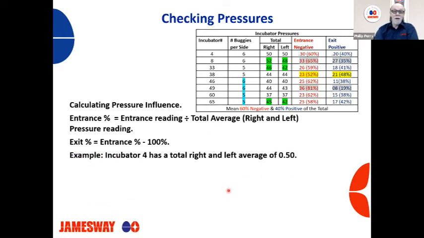It just seems like a lot of times when I explain how to do this to managers, it's a little bit difficult to grasp, but let's just break it down here step by step to help you understand. So with Incubator 4, we have a total right and left average of 0.50. When we stuck our unit up underneath the buggies at our entrance in, this was our value.